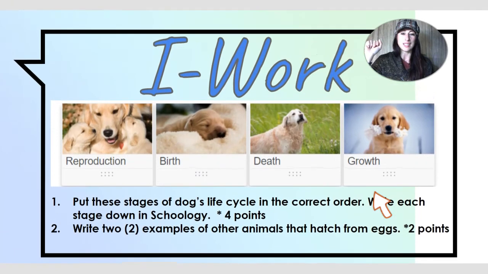Now it is your turn. You need to complete this iWork in Schoology. You need to put these stages of a dog's life cycle in the correct order. You need to write each stage down in Schoology. You'll get 4 points. And for number 2, you need to write 2 examples of other animals that hatch from eggs, and you'll get 2 points for that one.